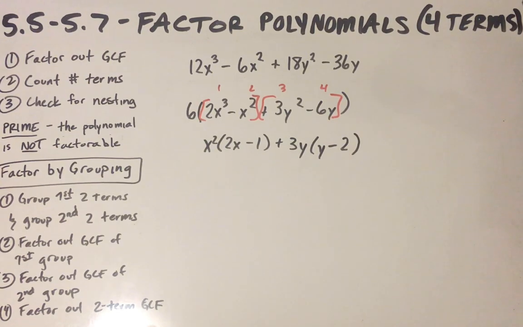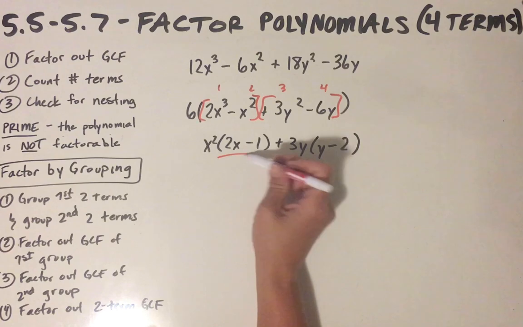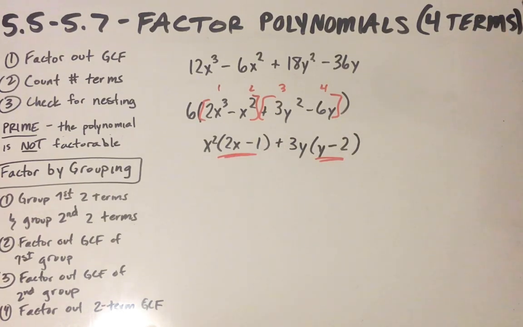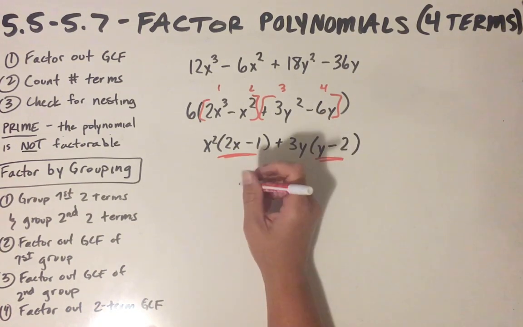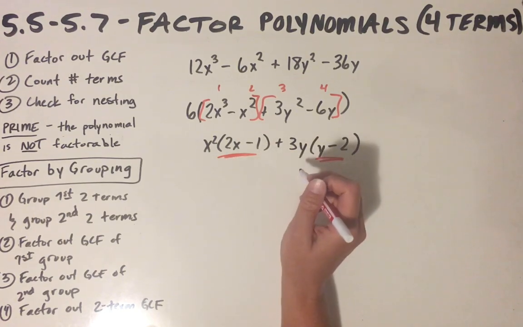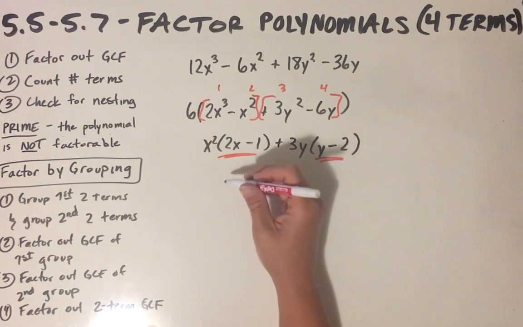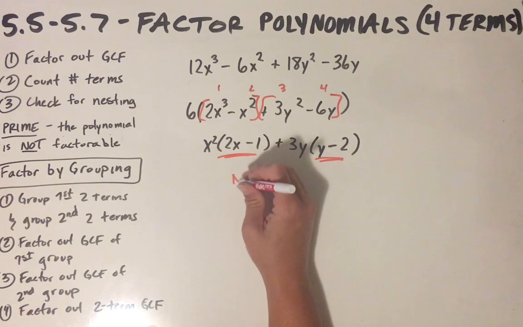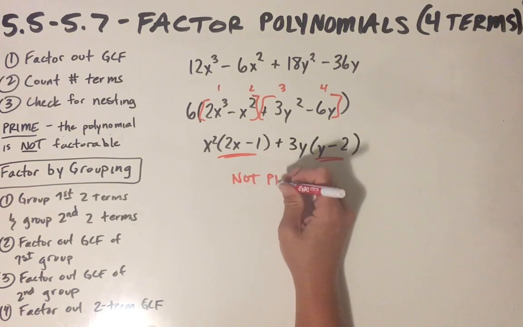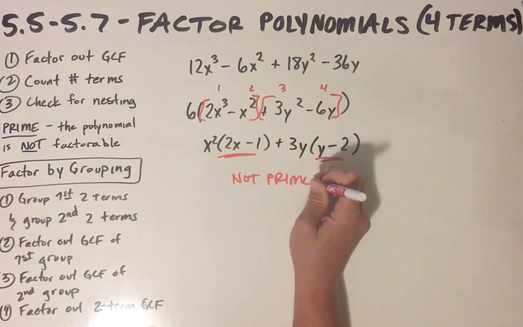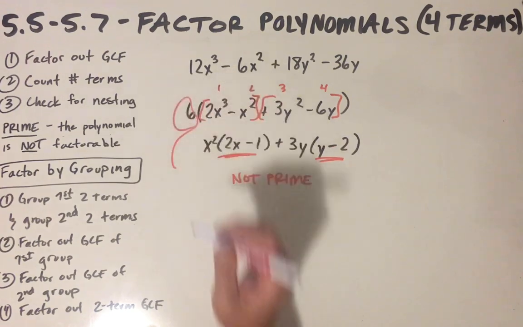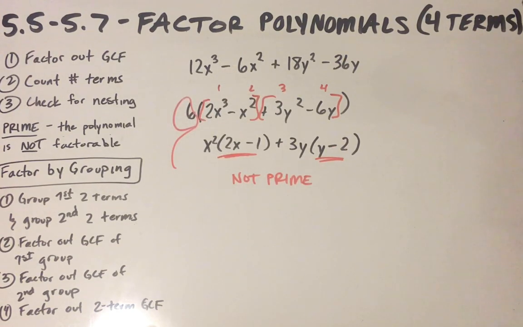And then when I look at this, I'm like, wait a minute. These do not match. And that is true. So I cannot complete this factor by grouping. This is not prime. Some people would be like, oh my gosh, if I can't factor a 4-term polynomial by grouping, then it's prime. But it's not prime because we did factor. Because we factored out this 6, this is not a prime polynomial.